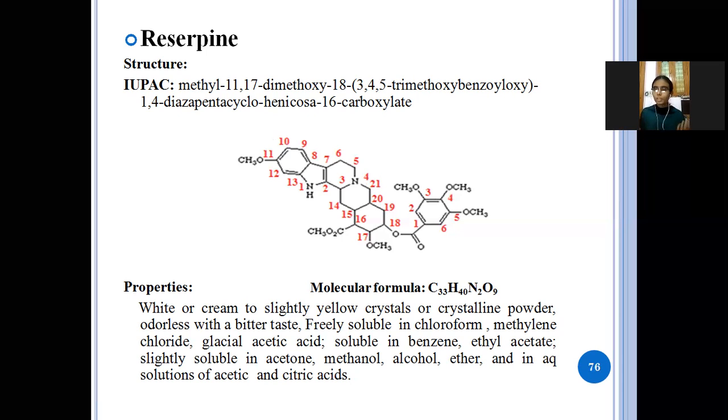Properties: it is white or cream to slight yellow crystals, a crystalline powder, bitter in taste, freely soluble in chloroform, methylene chloride, and glacial acetic acid. It is soluble in benzene and ethyl acetate, and slightly soluble in acetone, methanol, alcohol, ether, and citric acids.